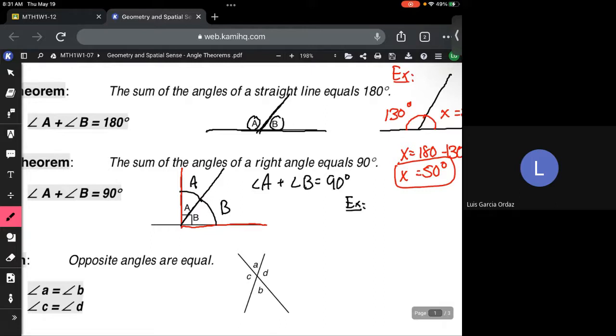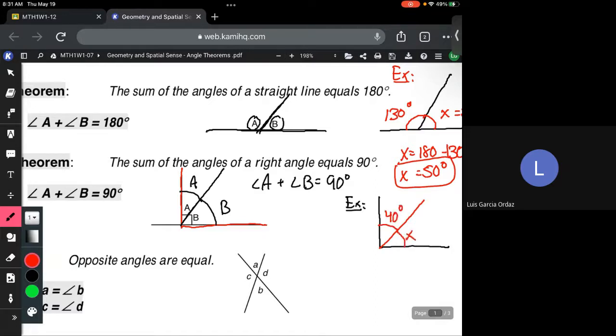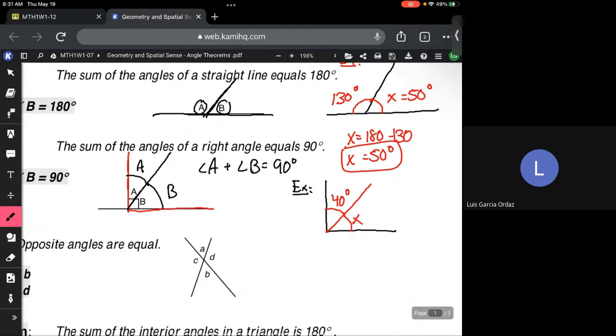So let's say I have this guy right here, and I'm going to draw my angle over here. Let's say this angle right here is 40 degrees, and I have to find this angle here, which is X. Because they have to add up to 90 degrees, the only one that makes sense is 50 degrees. You do that by taking X is equal to 90 minus 40, which gives me 50 degrees. And ironically, it's the same answer as the first one.